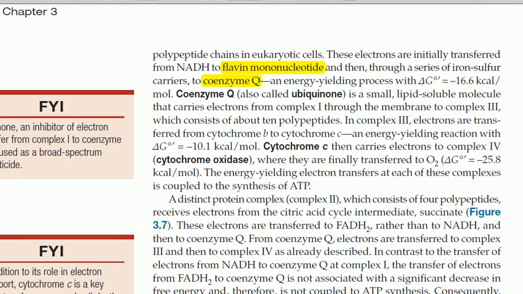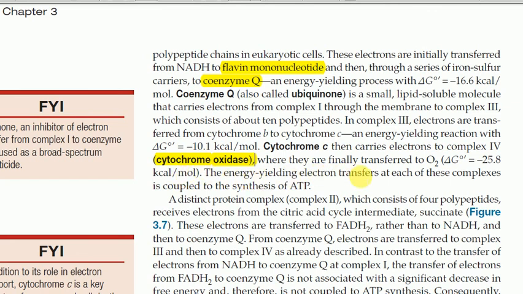So cytochrome C then carries electrons to complex 4, which is cytochrome oxidase. So complex 4 ndio ile enzyme cytochrome oxidase, ambayo if you remember tulisema anakuwa affected na nani? Na cyanide. Cyanide anaenda kuvunja complex 4, anaenda kuinhibit. Akinhibit, that means inhibit the process of respiration, where they are finally transferred to oxygen, na hiyo transfer change in energy negative 21.8 kilocalories per mole.